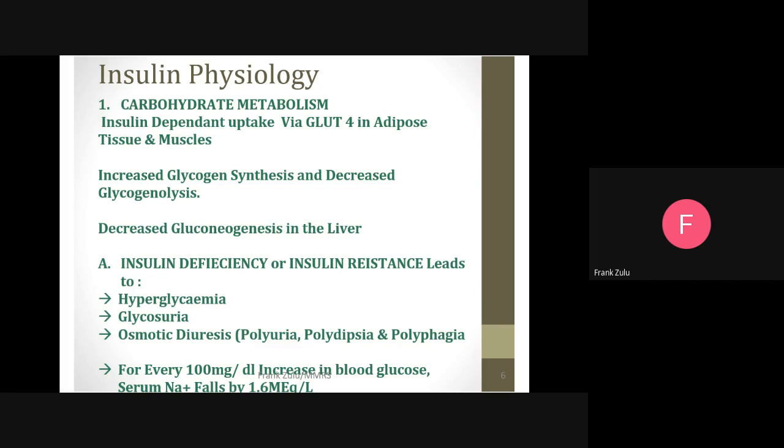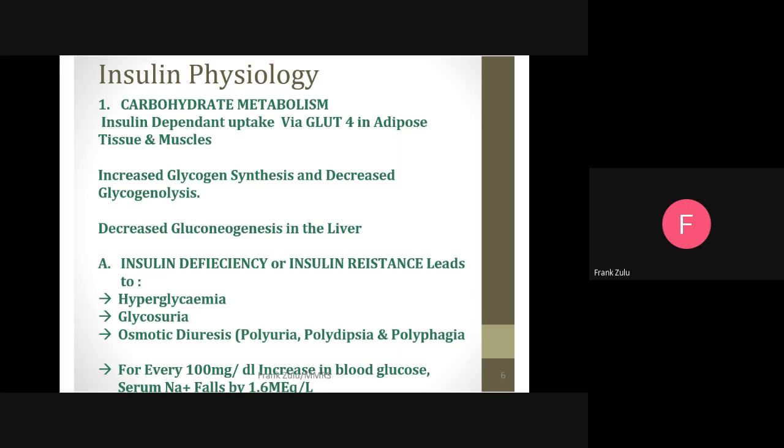Okay? And the liver is independent, the liver can take up the glucose from blood without insulin. But for the liver to be able to store that glucose, for it to be able to convert it to glycogen, it still needs insulin. I'll repeat. You have glucose in blood. For that glucose to enter your muscle tissues or your adipose tissue, you need insulin.